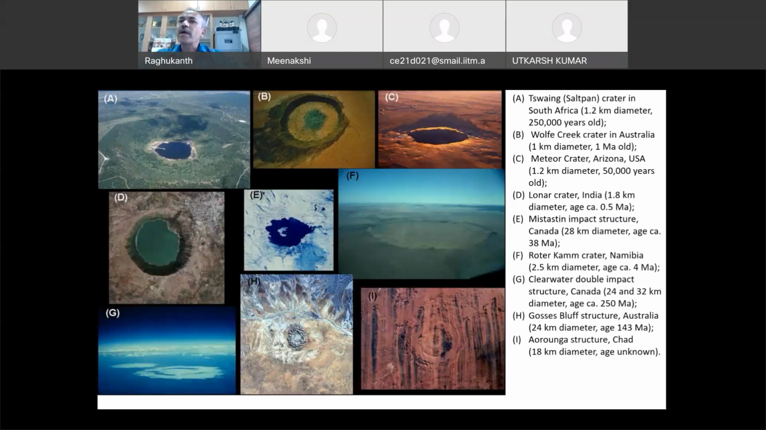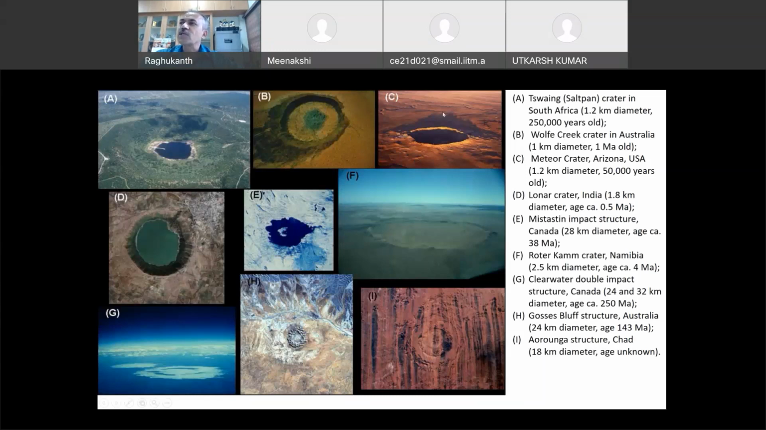Now these are some of the craters. Before we go into the planetary things, how people identify craters is very important. These are some of the craters located on our Earth itself. This is a famous crater in South Africa, 1.2 kilometers in diameter, and radiometric dating has been done; its age is some 250,000 years. If you see this one, this is the Wolf Creek crater in Australia. It is 1 kilometer in diameter and 1 million years old.